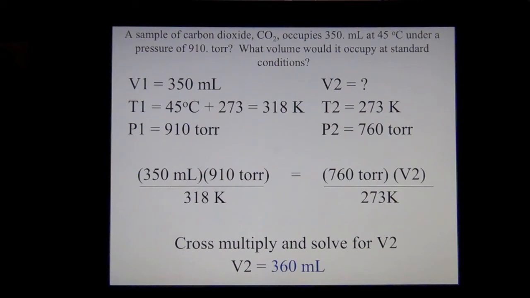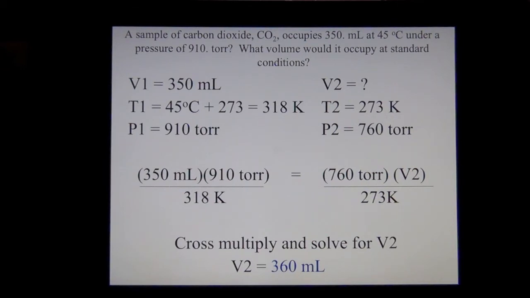One way of solving this problem is using our algebraic expression that you see in front of you. P1 V1 over T1 must equal P2 V2 over T2. And this is a 6-variable equation. We have 5 of the 6, so we're going to be able to solve for the 6th. So if you cross multiply here and solve for V2, you'll see that your volume is increasing based on the temperature and the pressure change. It has now become 360 milliliters.